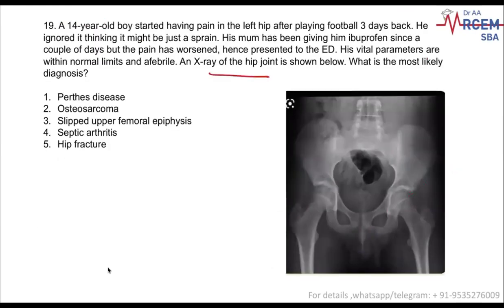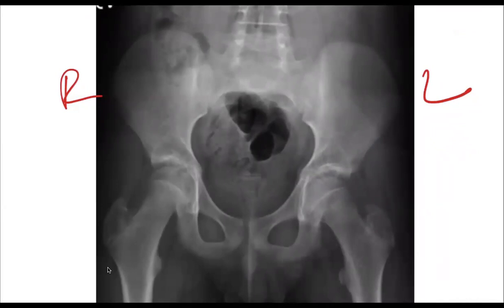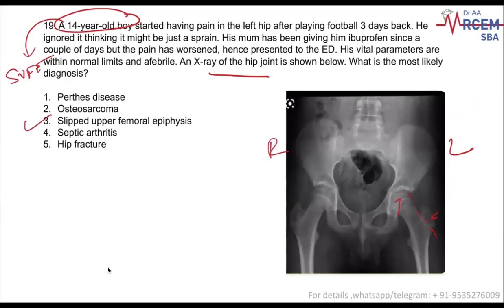An X-ray of the hip joint is given. This kid has presented with a limp, 14 years old. The age itself gives us a hint: we are thinking of SUFE in this age group. Again, we will see the left limb. This is the right side, this is the left side. On the left side I'll draw a line because I'm strongly suspecting it in this age group, below the level of the greater tuberosity. It is not bisecting the head, so it is again suggestive of a slipped upper femoral epiphysis.